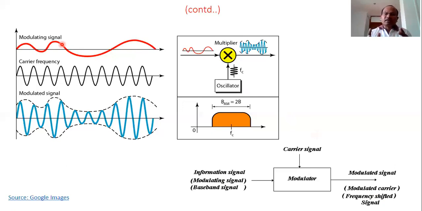So the modulation helps to make the signal powerful so that it can reach a long distance. Moreover, the translation also takes place, and because of frequency translation, the security and the intelligibility of the message is also enhanced.